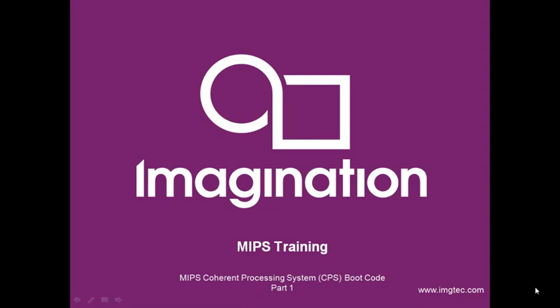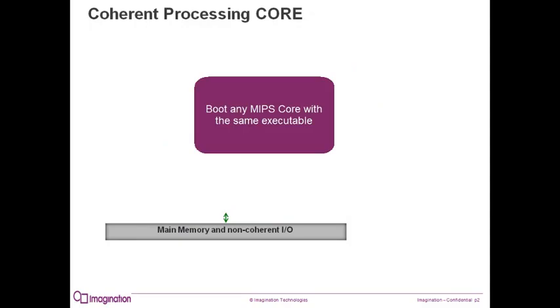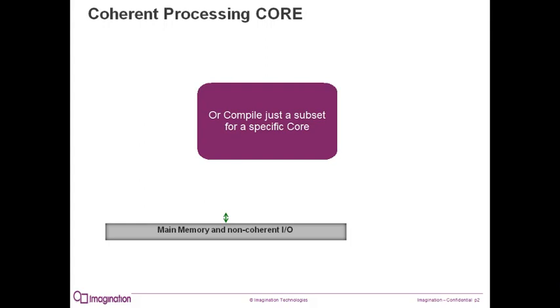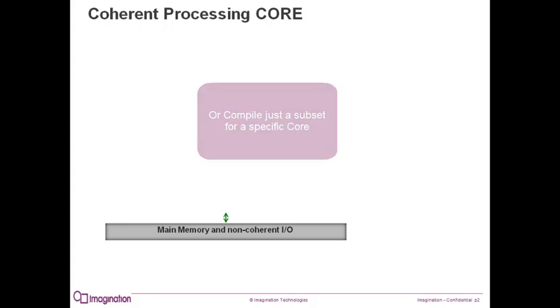This section describes the boot MIPS code and walks you through the booting of a coherent processing system. The boot MIPS code was designed to boot any MIPS core. It is arranged so that you can compile the code to only use a subset that is needed for a particular core. We are going to look at the code needed for a coherent processing system, or CPS. It is intended to aid you in becoming familiar with initialization of the MIPS coherent processing system.